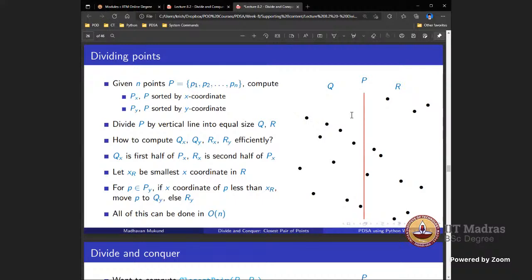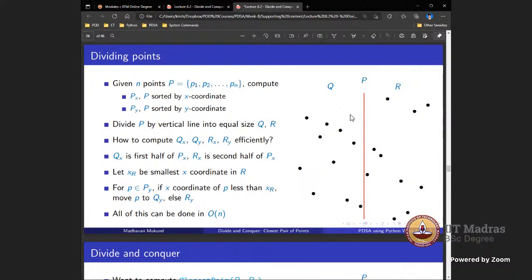Okay. So now whatever the points, we are splitting into two halves by inserting a vertical line in between. Then we have to split into Q and R. We are finding the point which is nearest to the vertical line.